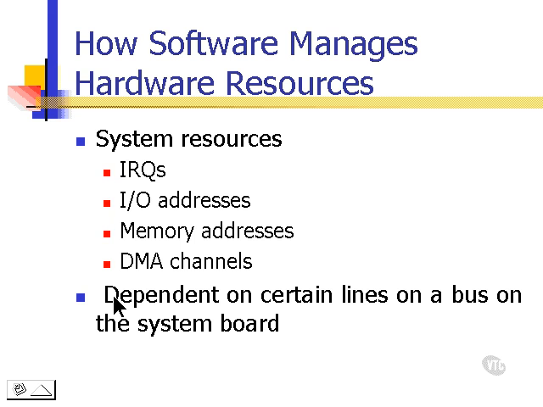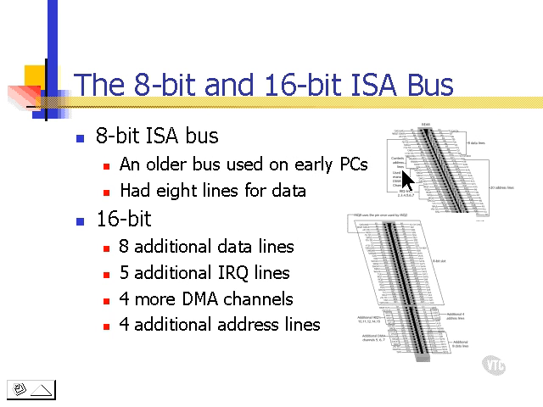As you'll remember, we discussed that all devices that are installed in a computer need specific resources in order to be able to function. These are called system resources. They include IRQs, I/O addresses, memory addresses, and DMA channels. Now these resources are sent to the devices through the system board, through the bus lines, and eventually make their way all the way to the expansion slots.